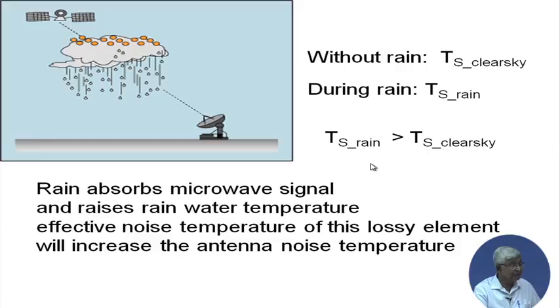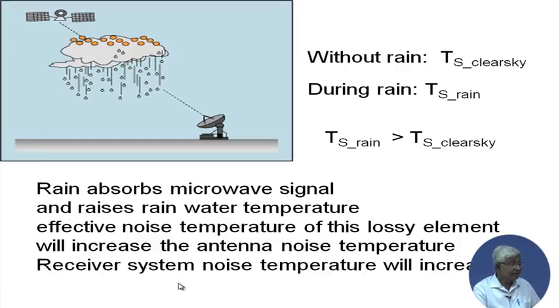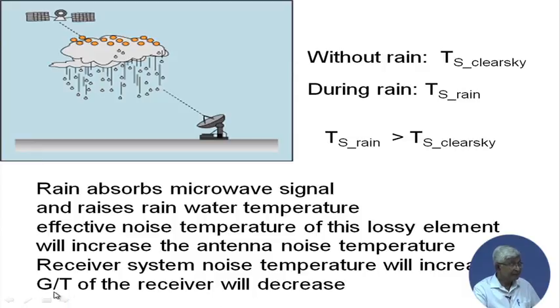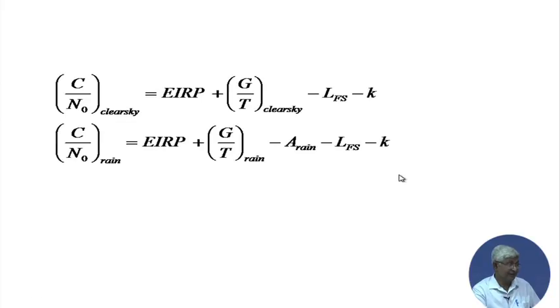So, what is happening because of that? Because the receiver system noise temperature has increased, the receiver G by T is decreasing, because the antenna gain G remains constant and T has increased during rain. So, two things have happened. One is the signal power has been reduced, and the other is that G by T has decreased. So, double effect.